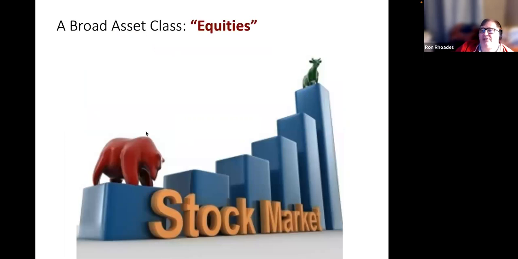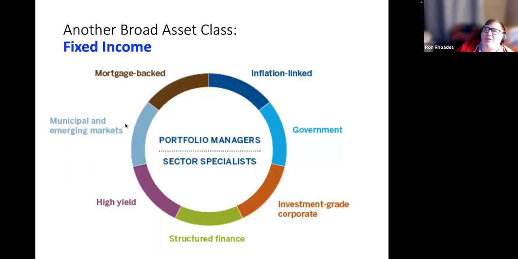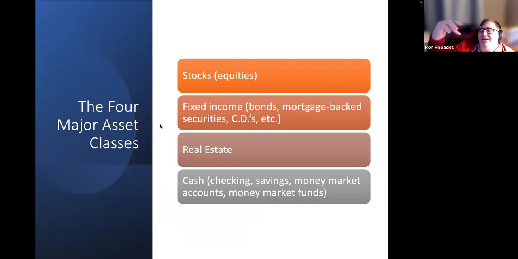Again, equities, basically you're investing in the stock market. All right. Fixed income investments include government bonds, corporate bonds, high yield corporate bonds, which is basically non-investment grade speculative bonds. There's a lot of municipal bonds, bonds issued from countries that are called emerging markets countries, and there's even mortgage-backed securities and a whole bunch of other types of fixed income investments out there. But the four major asset classes, at least the way I define them, would be stocks, fixed income, which would include bonds, real estate, and then cash, which is basically checking, savings, money market accounts, also money market funds.